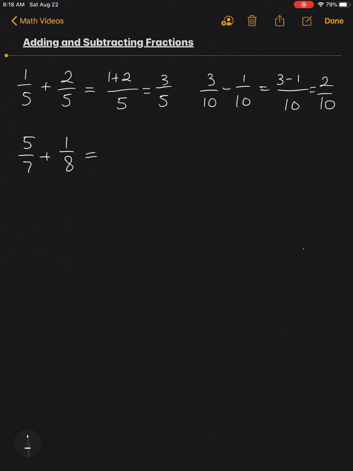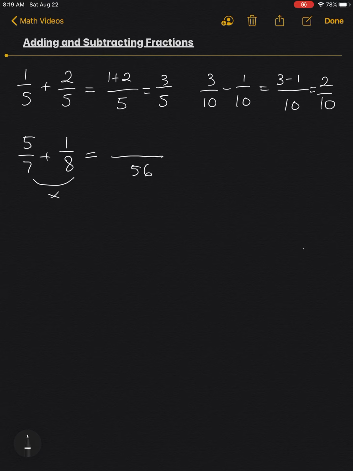One method that will always help you find the common multiple would be to multiply the two bottom numbers together. So 7 times 8, that is 56. 56 is a common multiple for 7 and 8. Now, in this case, it just so happens that it's also the lowest common multiple, but sometimes that may not be the case. We will be looking at an example afterwards for that.